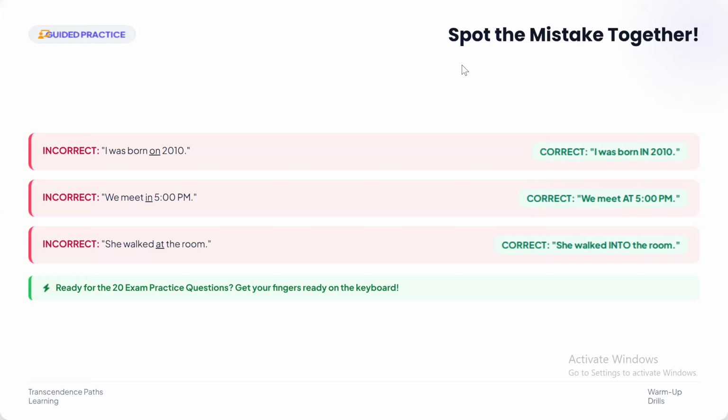We meet in 5 p.m. I want you to teach me. I think the lesson is about to finish. Possibly we are going to create another link just to end this. She walked at the room. Why is this incorrect as well? So I would need a volunteer to tell me why the first one is incorrect, why the second one and the third one. Okay, let me see if I can quickly create a link.